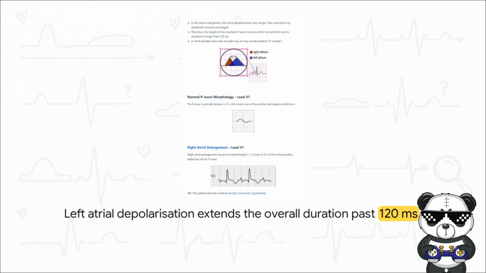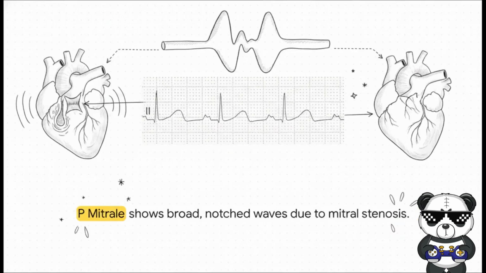The right and left peaks essentially pull apart in time, which often creates this really distinct visible notch right near the top of the wave. If you spot this on a real trace, this broad, notched, kind of bifid pattern, it is classically called P mitrale, and it gets its name from its most common culprit, which is mitral stenosis. As that mitral valve narrows, pressure inevitably backs up into the left atrium, causing it to dilate. Your surface ECG is capturing that physical distress perfectly, translating it into a prolonged electrical signature.